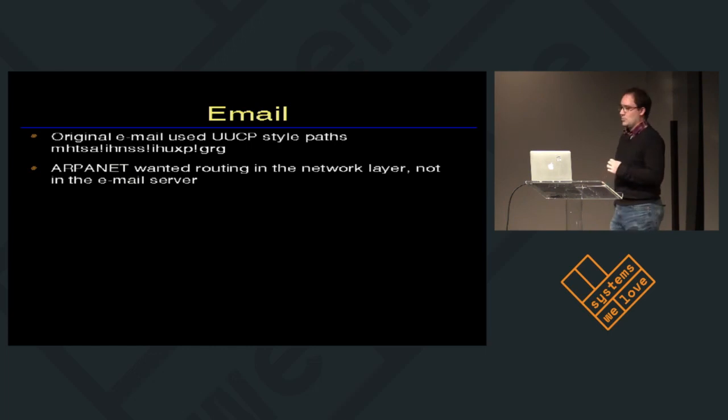However, the ARPANET had a different vision of how email was going to operate, and the way they wanted to do things was to do routing in the network layer and not inside the actual email services. So they wanted you to be able to just tell it where the email had to end up, and it would find its way there through the network.